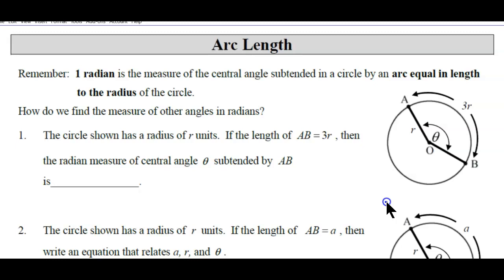So the circle shown has a radius of r. We don't know what it is. We're just calling it r. The length of this arc has been measured to be 3 times as much as r. Okay? Then the radian measure of the central angle will be what? It's that ratio. Arc length divided by radius. So 3r divided by r is 3.